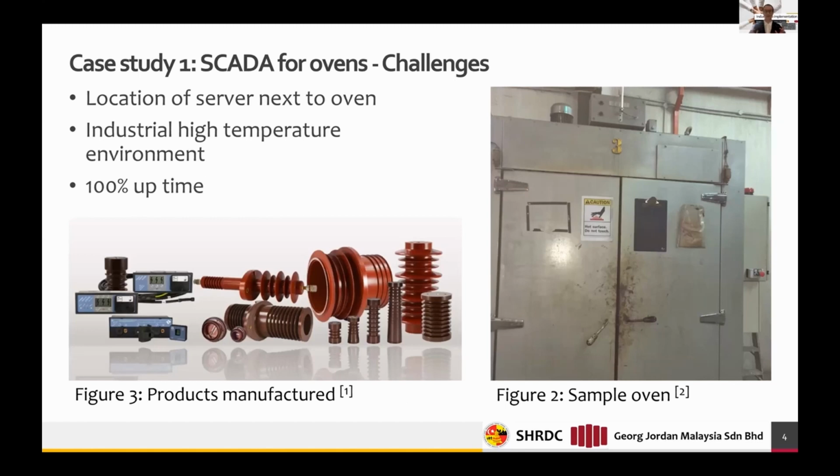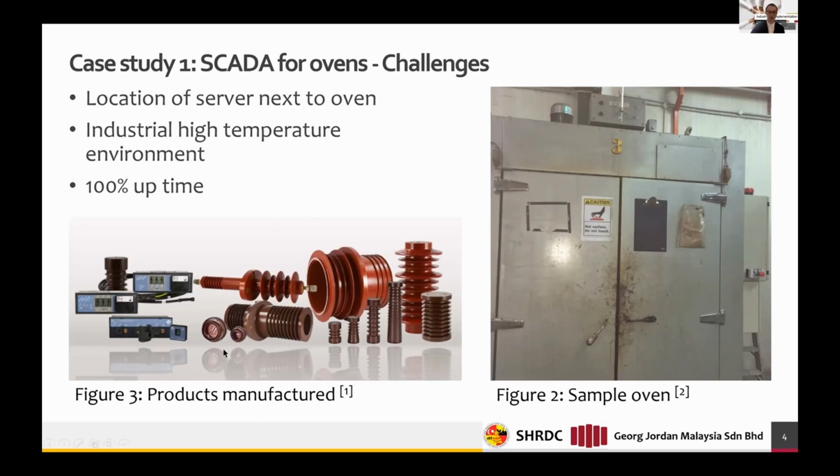I have to admit, we made a very huge mistake. To save cables, to save wiring, we allocated the server next to the ovens in a high temperature environment and in an industrial environment. That caused our equipment to shut down frequently, and we did not achieve our 100% uptime, what we wanted to have. In figure 3, we see our products.